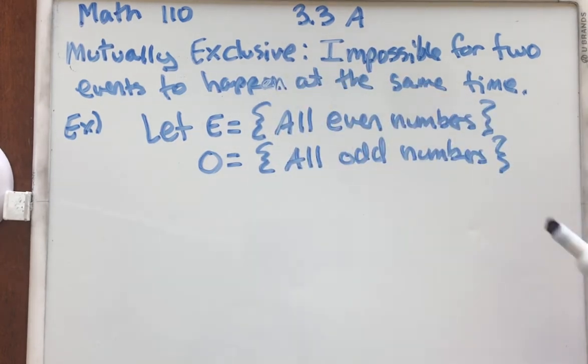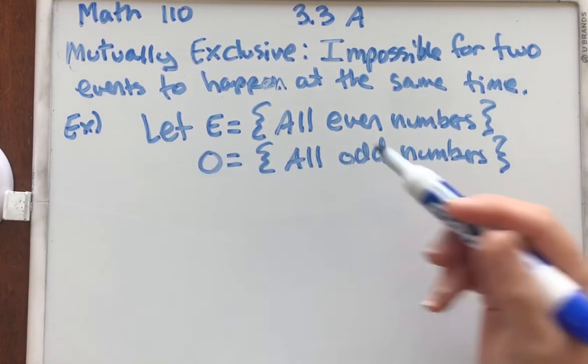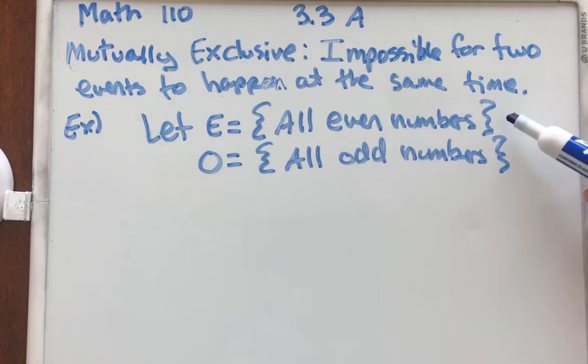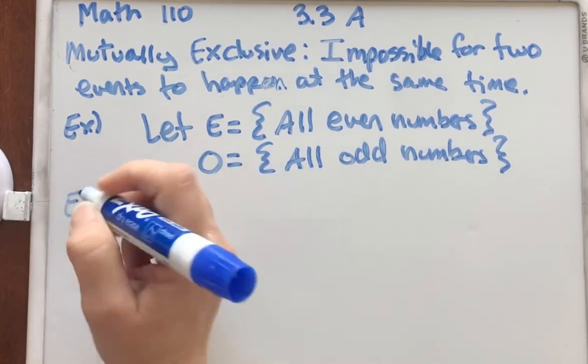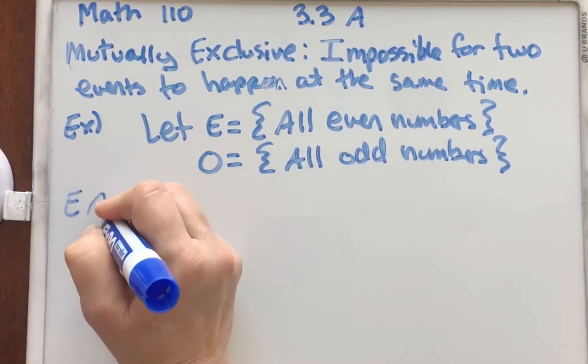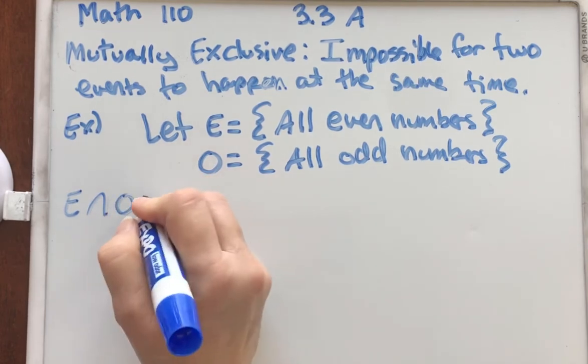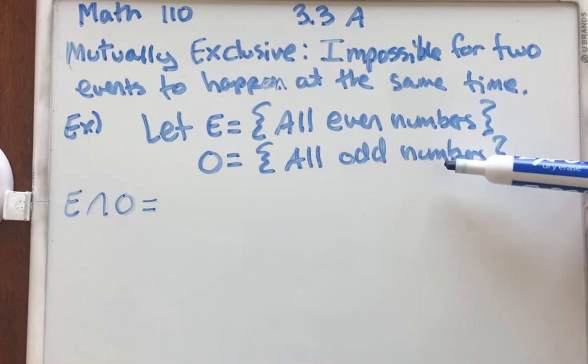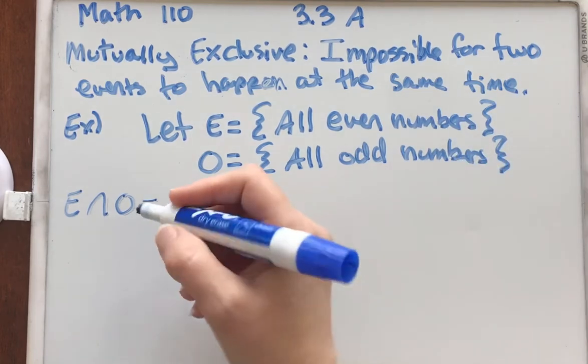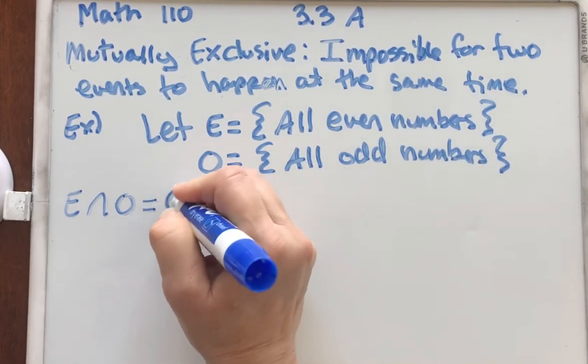Okay, let's give an example. Let E equal the set of all even numbers. Let O equal the set of all odd numbers. Now let's check the intersection. The set E intersect the set O. Is it possible to have a number that is both even and odd? No, it's not. And so we have the empty set.